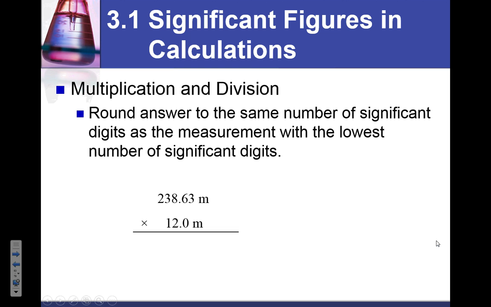Well, first thing we do is plug them into the calculator and multiply. And the calculator is going to spit out 2,863.56. And since it's meters times meters, we know that our final answer is going to be meters squared. Now that's what the calculator says, but that doesn't mean that this answer is the best answer, because I can guarantee the true value is not going to be 2,863.56 plus or minus 0.01.